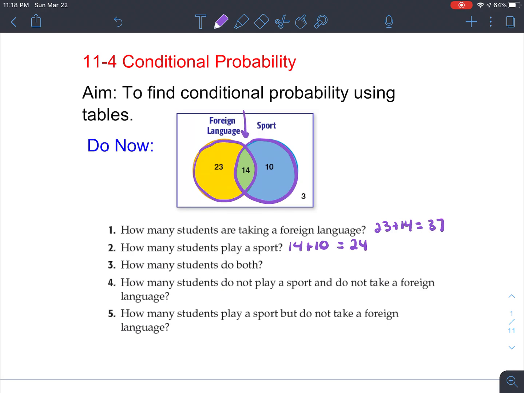How many students do both? So if we take a look, this overlapping section, hopefully we know, is the area that represents students who do both. So there are 14 students there.